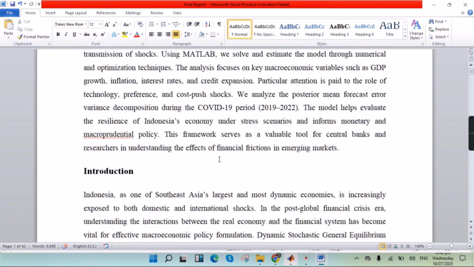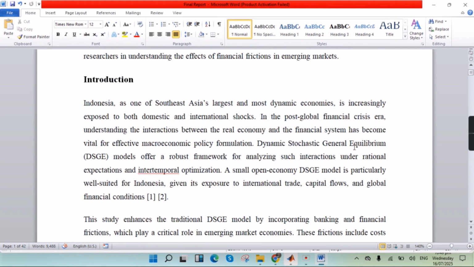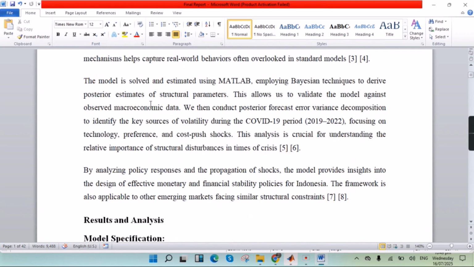I have added the complete data analysis in MATLAB and provided the overall data and analytics for the financial frictions based on emerging markets. I have also added its introduction, like what major components impact the financial trade system, capital flows, and global financial conditions.